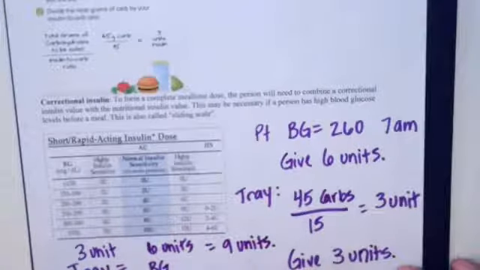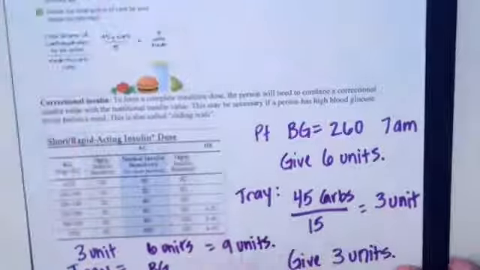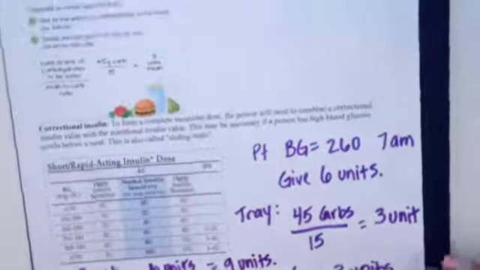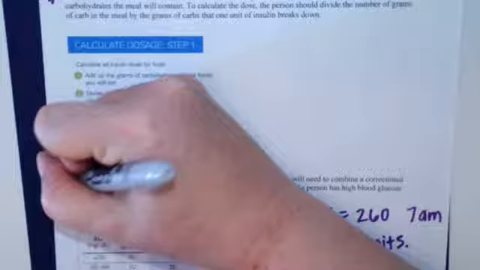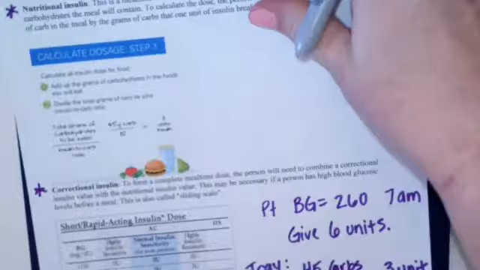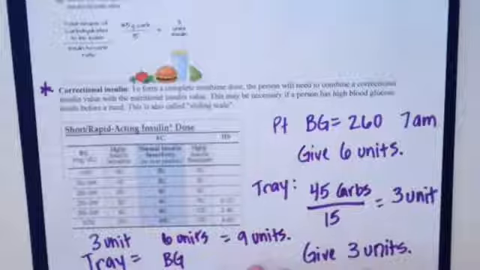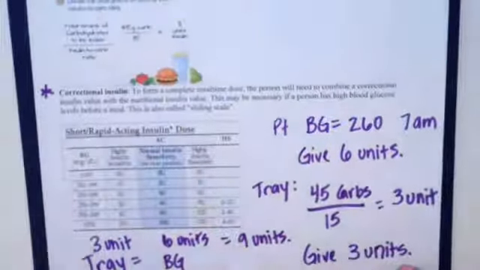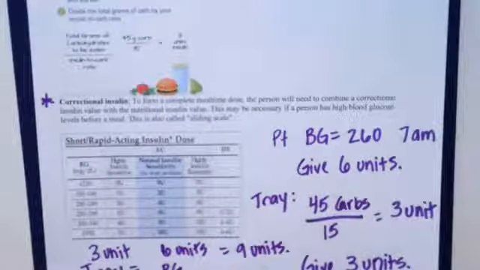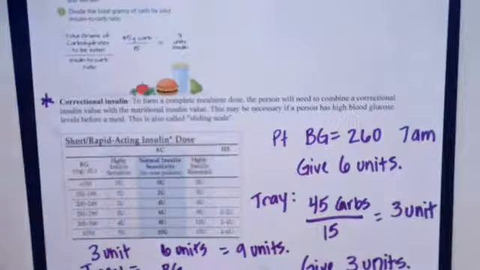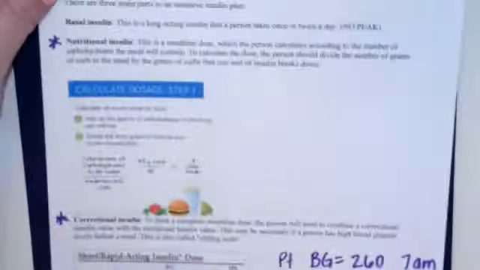All right, so that's how it works in the real world. There's always those two things. There's the nutritional component, and then there's the correctional insulin, which is correcting an elevated blood glucose to go along with his meal. All right, I hope that helps clear up what you guys were talking about with insulin. And just watch the other video that I posted for the big tips and tricks.